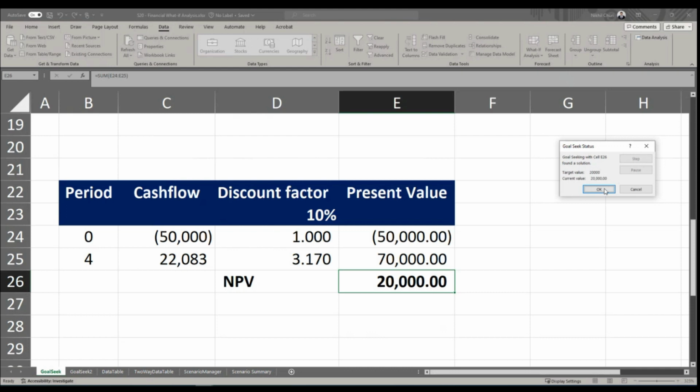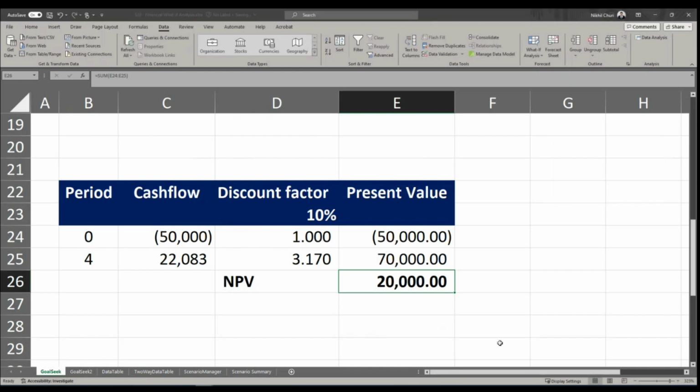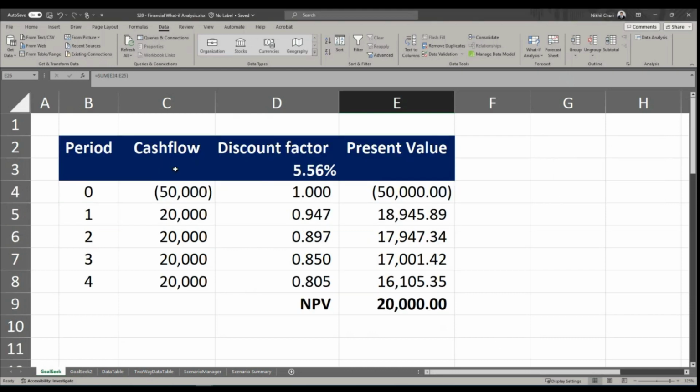Yeah, so that's the second way of doing it. And now the third one is, suppose in this main problem over here, I want to keep the discount factor same at 10%. I want to keep the cash flow same at 20,000. And I want to know, if I want to achieve a net present value of 20,000, how many years will it take to achieve that? So yeah, like I said, Excel can only do it one factor at a time.